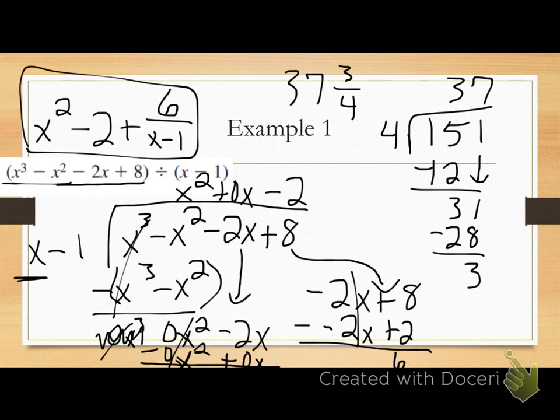Yep, up top on the left, boxed in, that's my answer. Whatever we have for a remainder, that becomes my numerator for my next fraction. The divisor is still my denominator. If I get a remainder of 0, am I going to have this? No. If I got a remainder of 0 here, it would have just been x squared minus 2 as my answer. Okay? Questions about that? Can I move on to the next example?